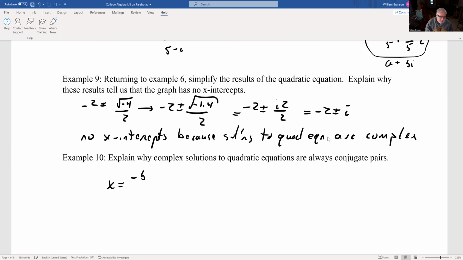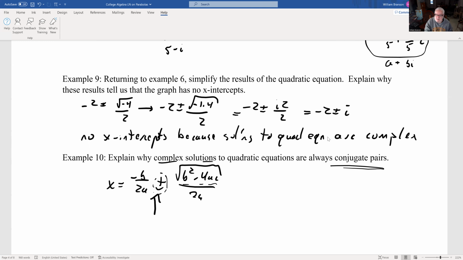Why are these always conjugate pairs? Remember that the quadratic formula is this. If b squared minus 4ac is negative, that means we get a complex number. There's no x-intercepts, but we have a plus or minus there. So you get one with a plus sign and one with a minus sign. So complex solutions to quadratic equations always come as conjugate pairs, 2 plus i and 2 minus i. The only difference between the two of them is that one's plus and one's minus.